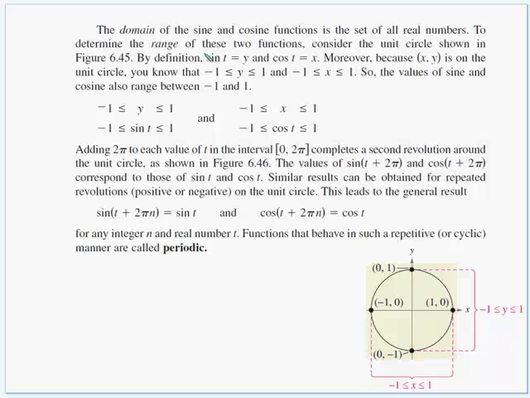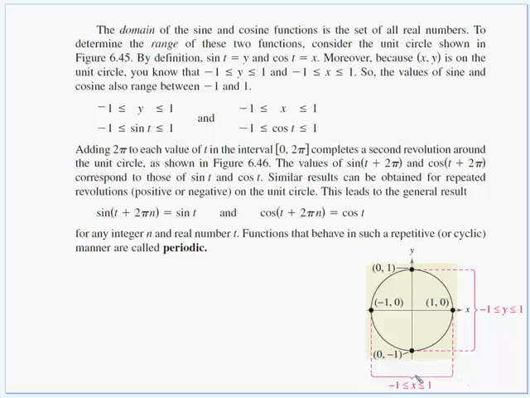To determine the range of these two functions, consider the unit circle shown down here in the figure. By definition, sine of t is the y-coordinate, cosine of t is the x-coordinate. Moreover, because (x, y) is just a point on that unit circle, you know that the y values will always fall between or equal to negative 1 and 1, and the x values will always fall between negative 1 and 1. And we see down here with this red marking on the side, our y values go from up here to down here. The lowest we ever go is negative 1. The highest we ever go is positive 1.